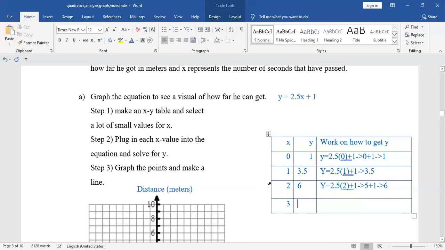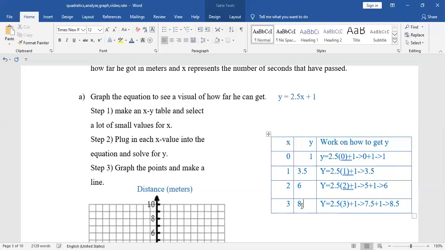All right, so if you figure it out, and you might want to pause the video before I say this. So if you did that, then this stands for when 2 seconds have passed, Mr. Snickerdoodle has moved 6 meters from his house. So now I'm going to plug in X equals 3 into the equation. Y equals 2.5 times 3 plus 1. 2.5 times 3 is 7.5. Add 1, and you get 8.5.